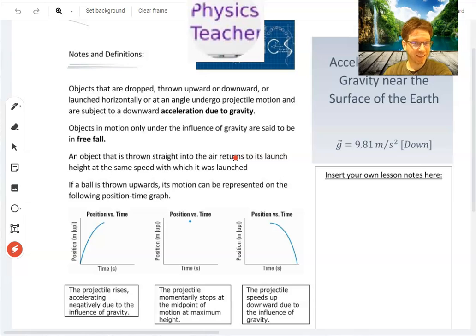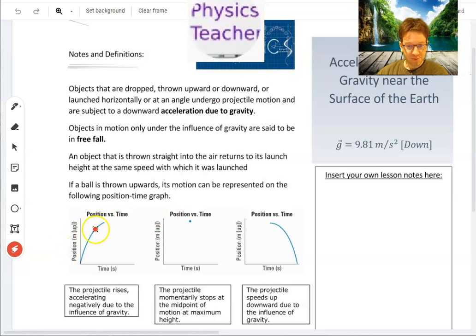Now I also said if you throw something up, it can be moving up but still accelerating down. So remember we talked about if something's velocity and acceleration are in opposite directions, it just means the object is slowing down. So if I were to take this pen and throw it up, it would move up, but slow down until it reaches its peak, where it then changes direction, comes down, and speeds up.